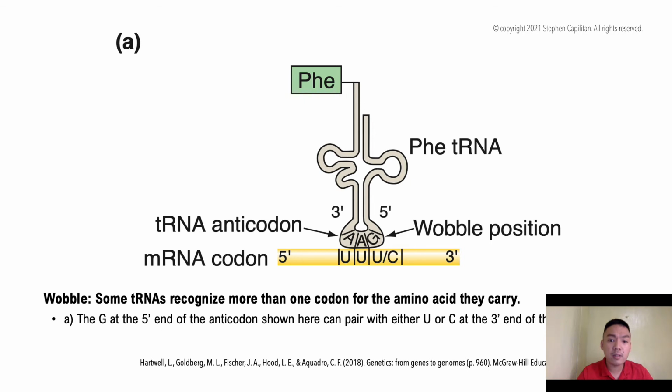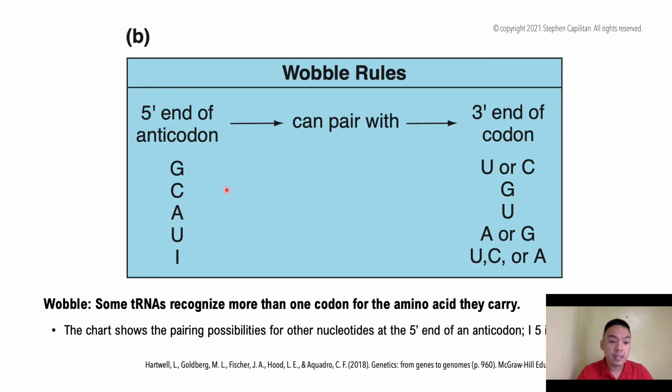So let's talk about the wobble rules, the pairing possibilities for other nucleotides at the 5' end of the anticodon and the 3' end of the codon.